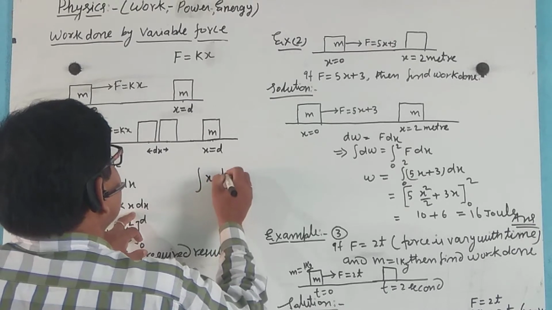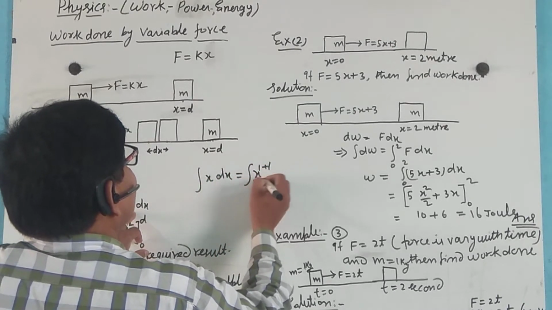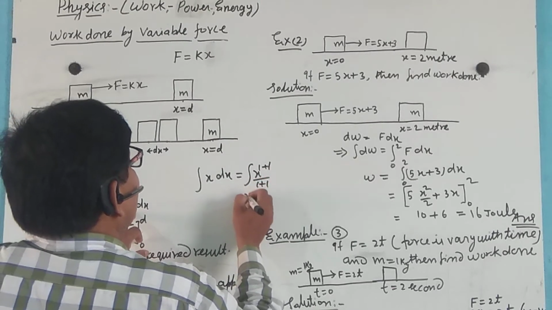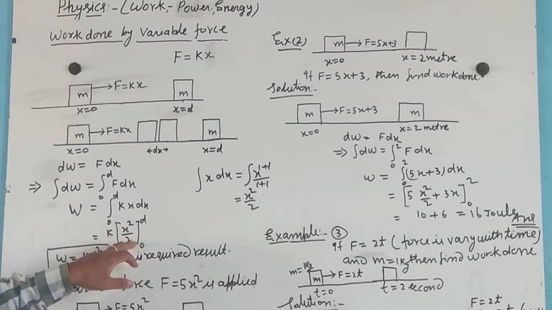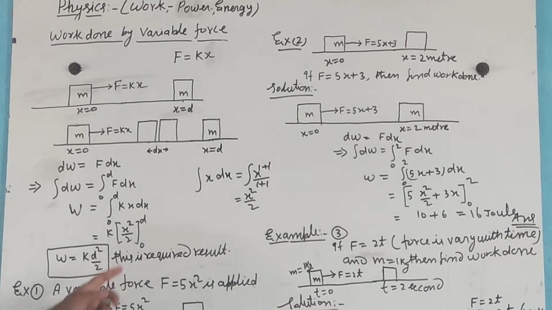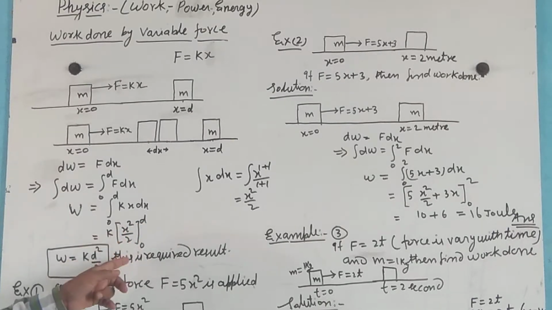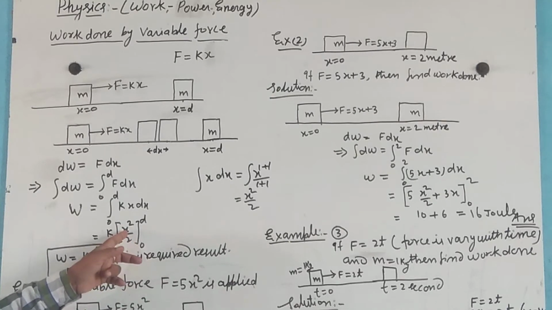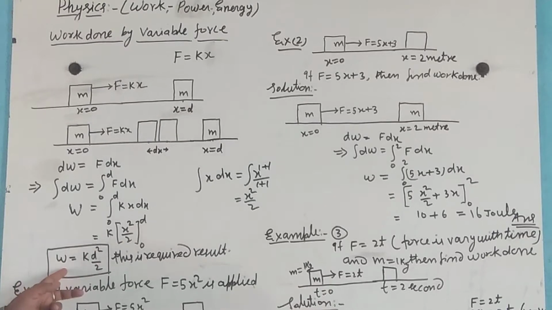and the integration of x to the power n dx, so integration of x dx equals x to the power 1 plus 1 divided by 1 plus 1, that is x squared by 2. Putting the upper limit x equal to d gives kd squared by 2, and putting the lower limit 0 gives 0, so the required work done is equal to kd squared by 2.